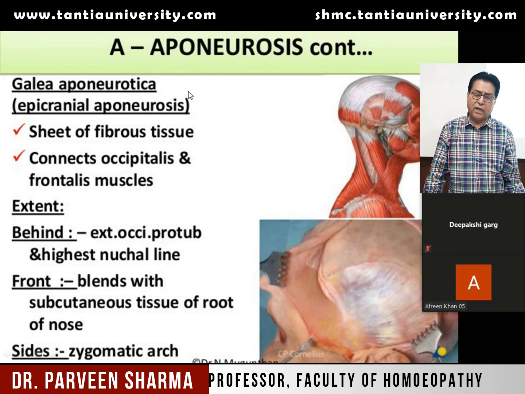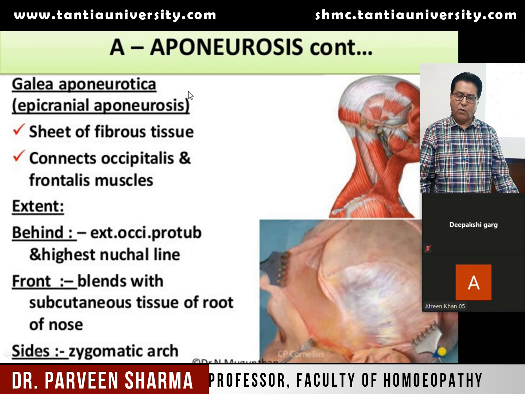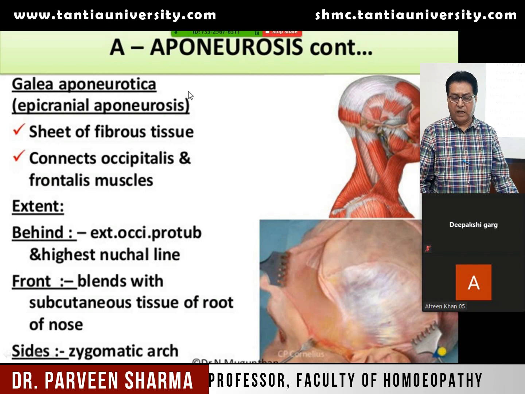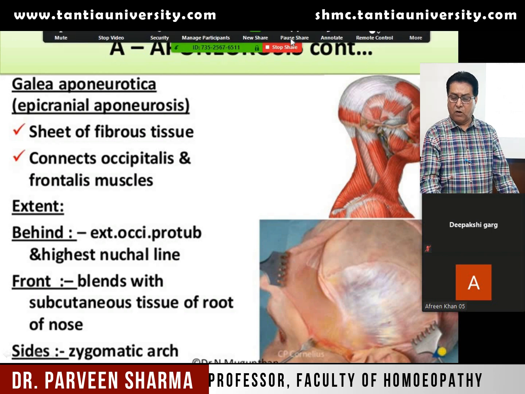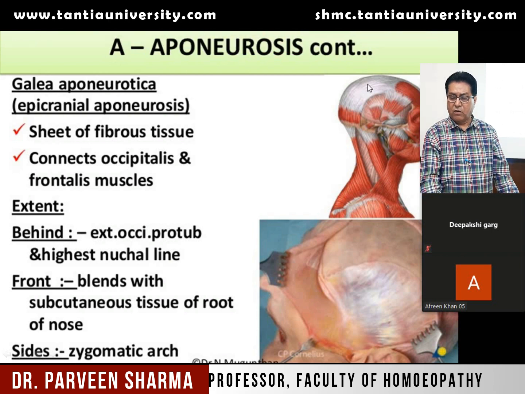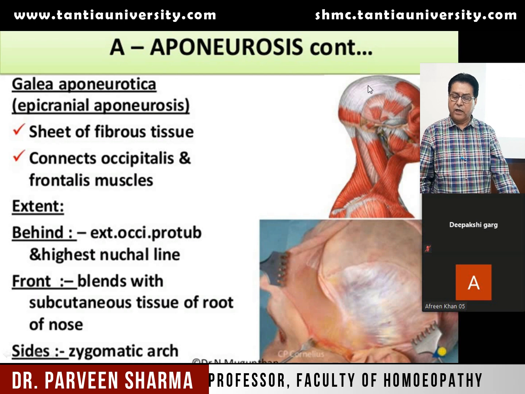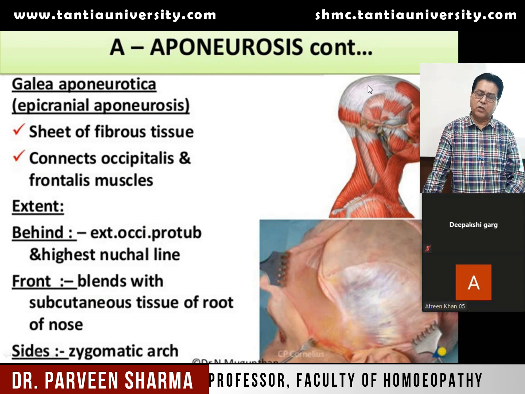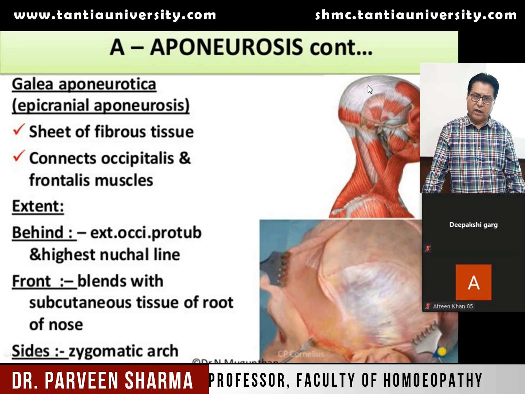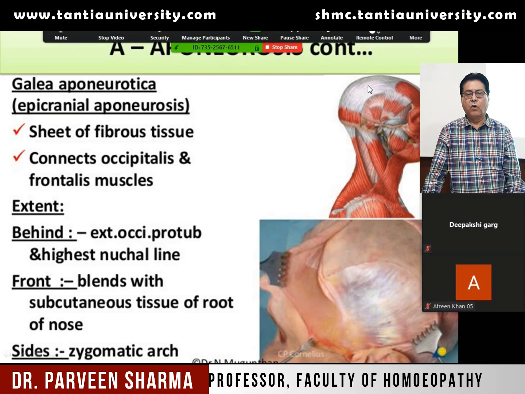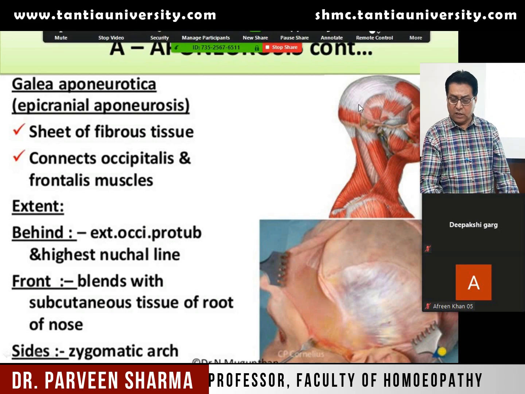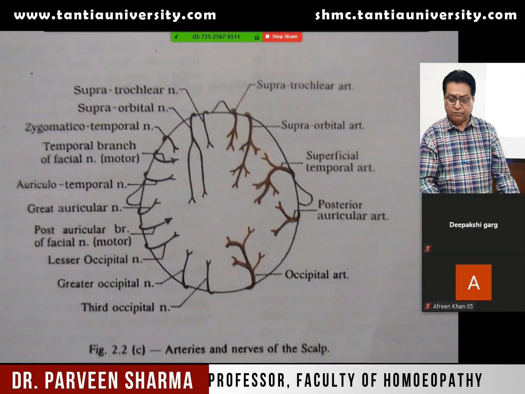Now the last layer is pericranium. The pericranium is the layer which covers the bone. Outer covering of the bone is known as pericranium. So it covers the bone, and over the suture, it enters from outside to inside. Through the suture, pericranium enters inside of the skull and forms the endocranium, and that continues with the dura mater. So that's about these 5 layers of the skull.